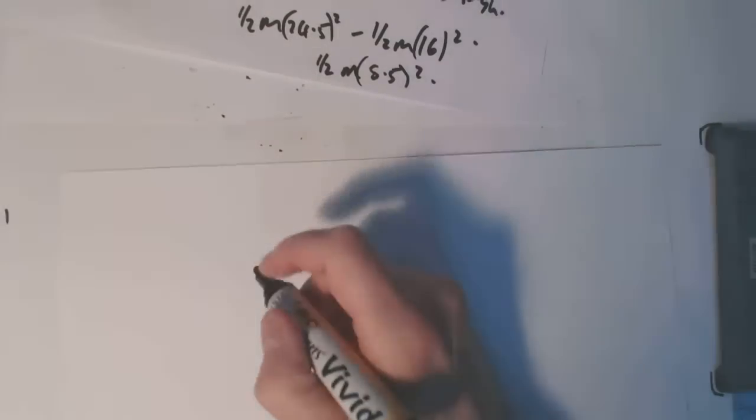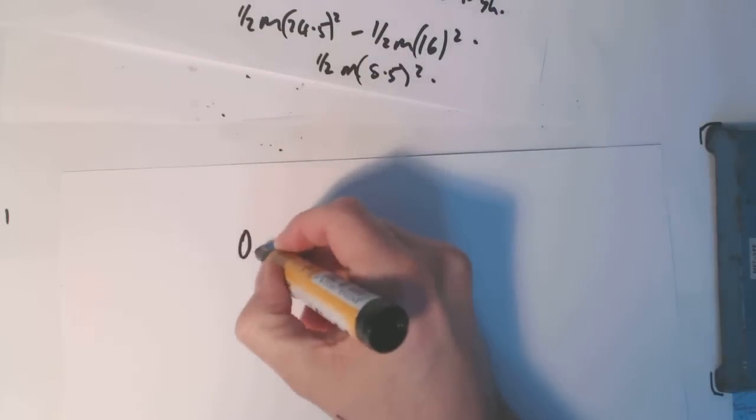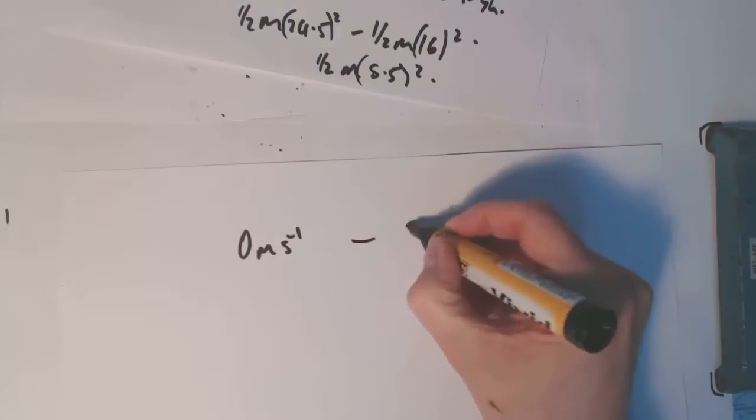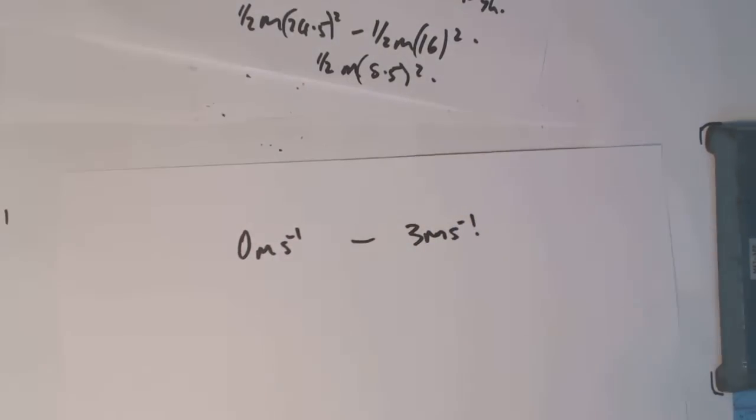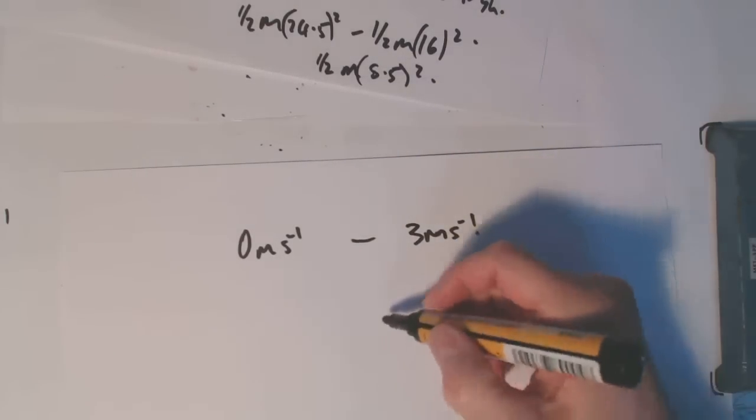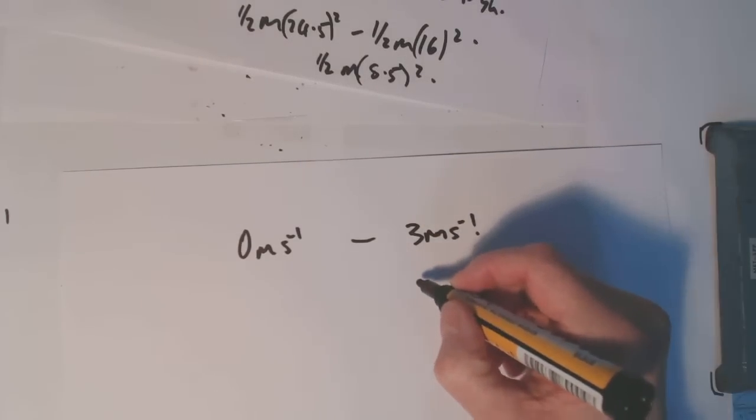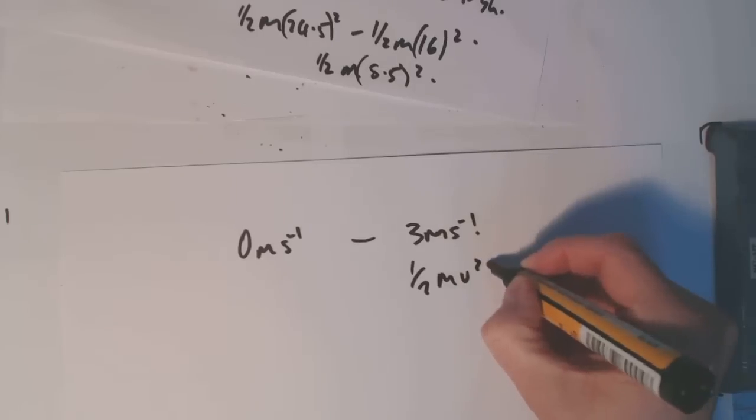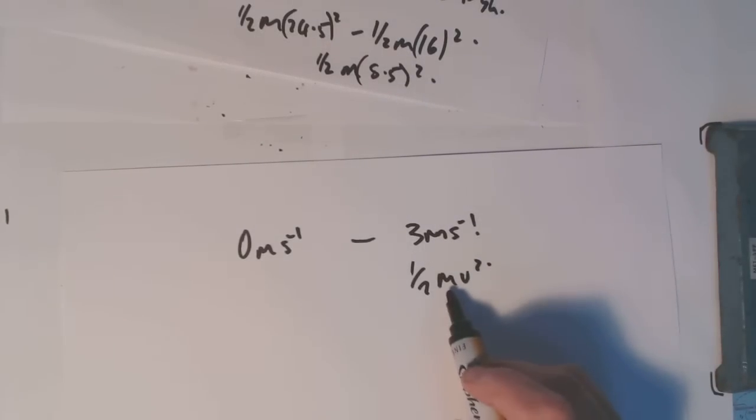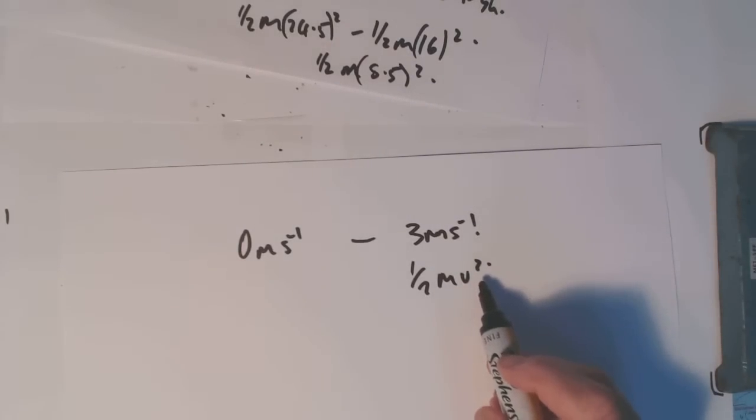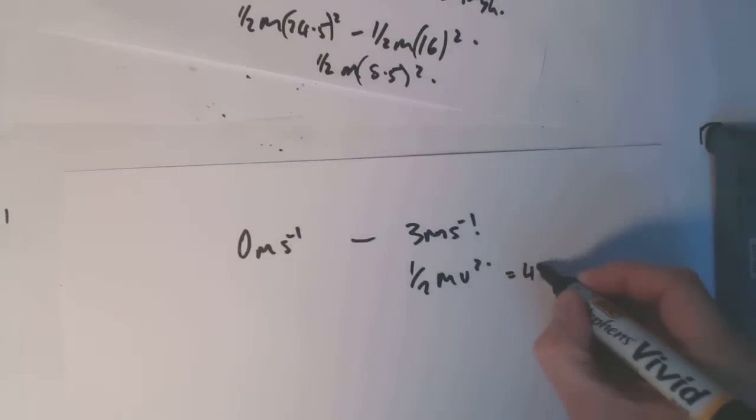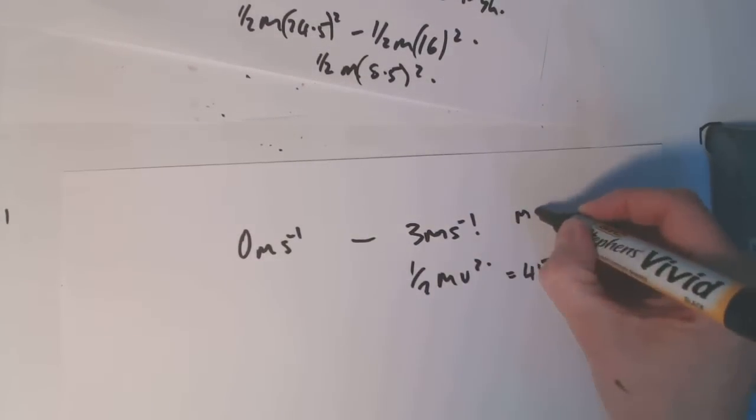What you're basically saying when you do that is, say I go from 0 meters per second up to 3 meters per second, right? What's the kinetic energy difference? Well, if my mass is, say, 10, then half the mass times velocity squared: 10 times 3 squared is 9, that's 90, half of it is 45 joules.